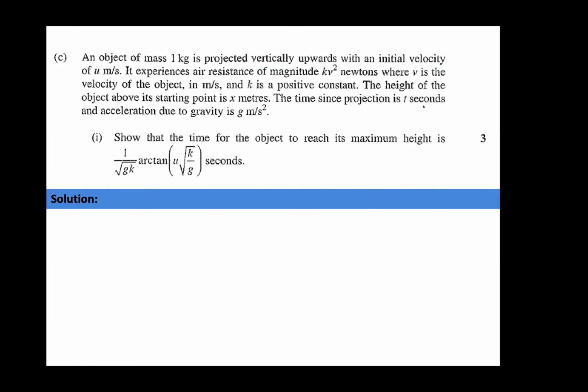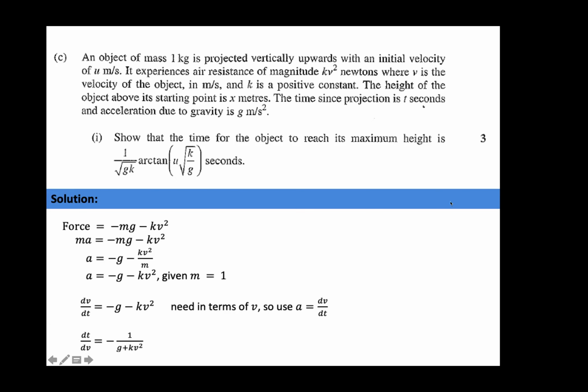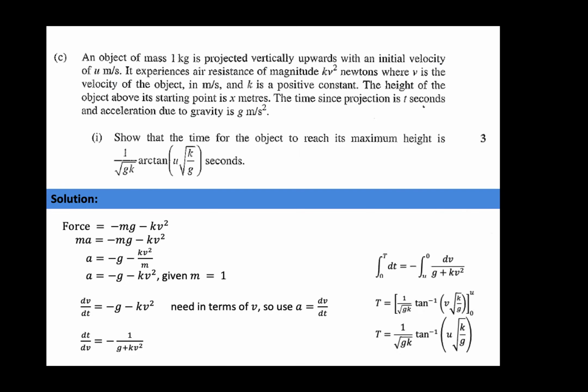Part C was a mechanics question with a vertical projection of a particle, where we needed to show the maximum height was given, as given. So starting with the force equation and noting the direction of the forces and the resistance, and noting that the mass is a unit mass, we end up with dv/dt is minus g minus kv squared, which we can then integrate using limits from 0 to t.